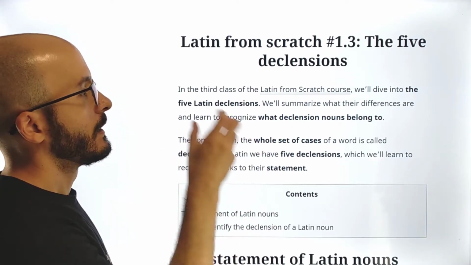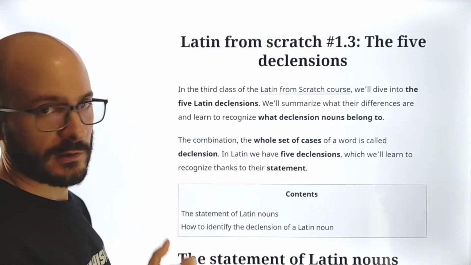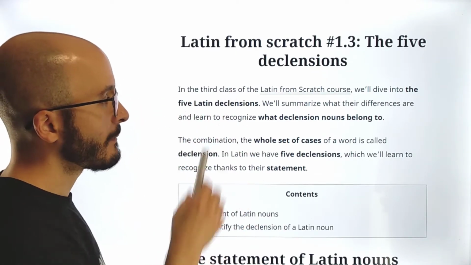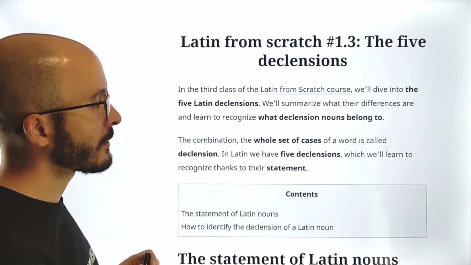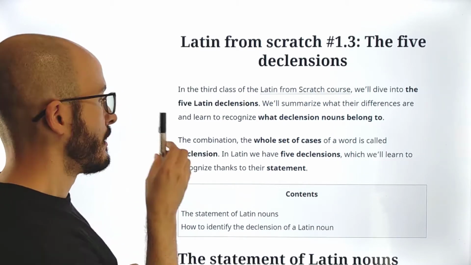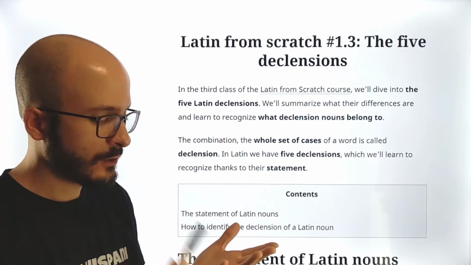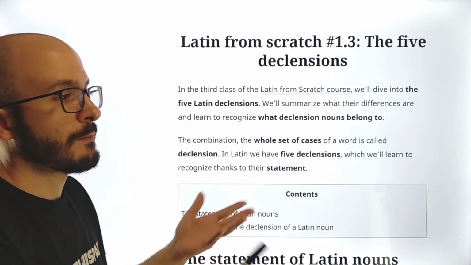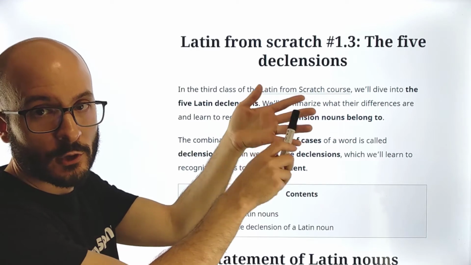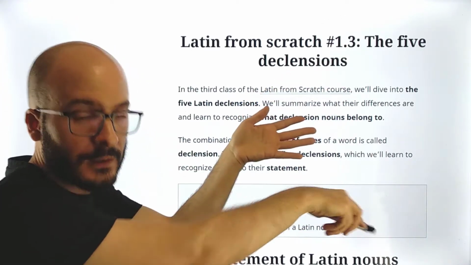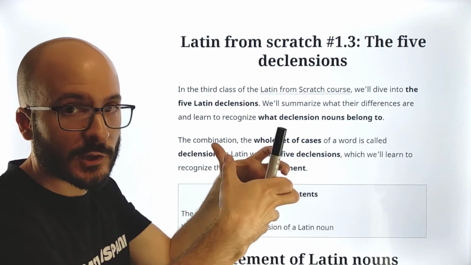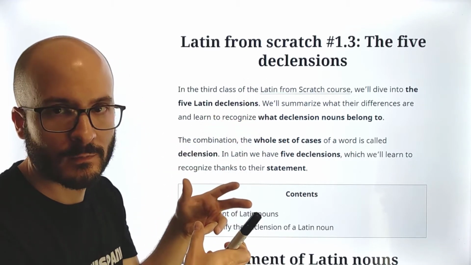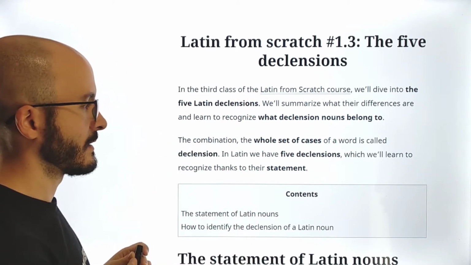Okay, so we'll dive into the 5 Latin declensions. We already know from the 0th class that there are 5 declensions in Latin. We'll summarize what their differences are and learn to recognize what declension nouns belong to. The whole set of cases, remember nominative, vocative, accusative, genitive, dative, ablative, of a word is called declension. For example, when we say rosa, rosa, rosam, rosae, rosae, rosa, and then the plural, that's the declension of rosa, rosae. And now we will also learn why I say rosa, rosae. All of that we will learn in this lesson.